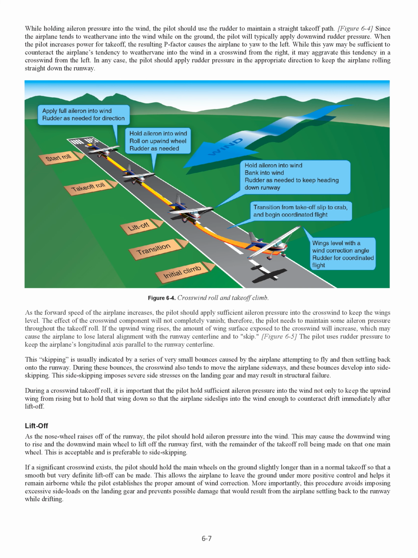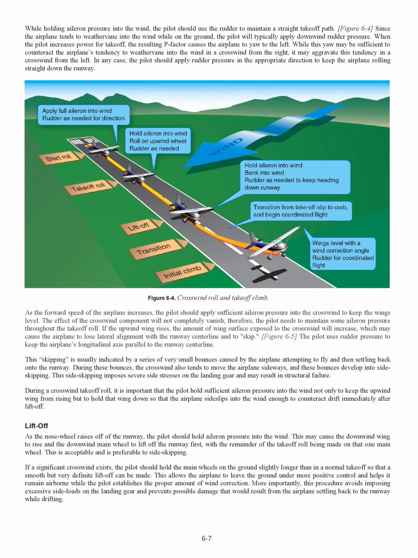The effect of the crosswind component will not completely vanish, therefore, the pilot needs to maintain some aileron pressure throughout the takeoff roll. If the upwind wing rises, the amount of wing surface exposed to the crosswind will increase, which may cause the airplane to lose lateral alignment with the runway centerline and to skip. The pilot uses rudder pressure to keep the airplane's longitudinal axis parallel to the runway centerline. This skipping is usually indicated by a series of very small bounces caused by the airplane attempting to fly and then settling back onto the runway. During these bounces, the crosswind also tends to move the airplane sideways, and these bounces develop into side skipping. This side skipping imposes severe side stresses on the landing gear and may result in structural failure.